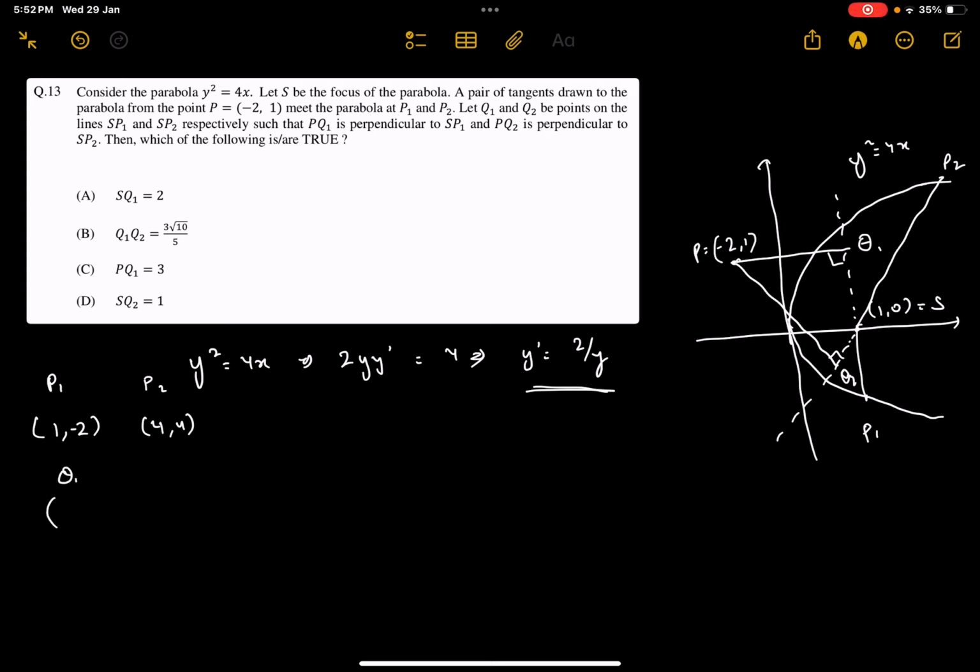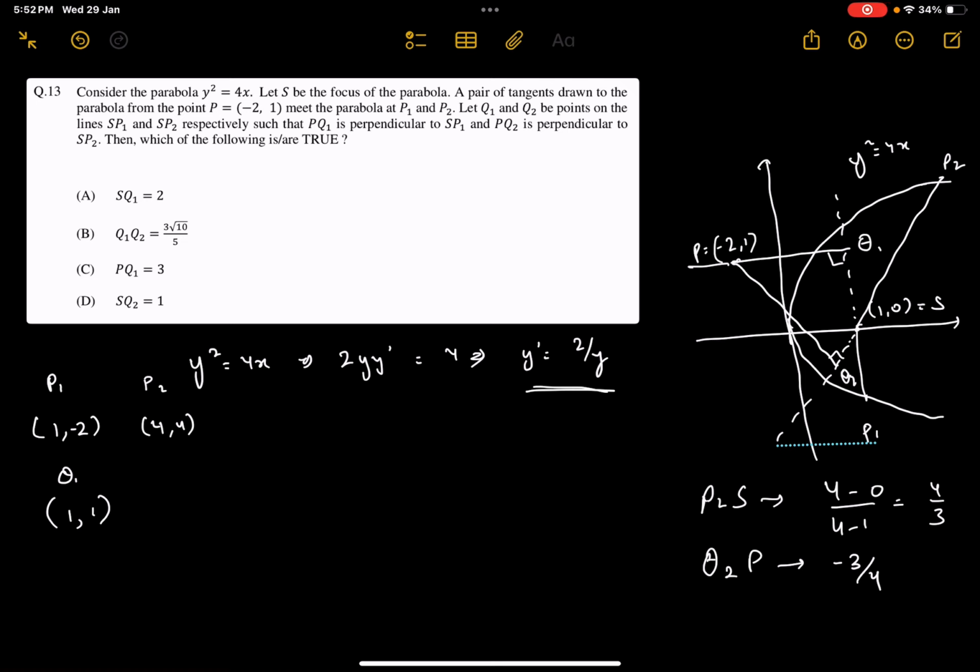Q1 simply has its x coordinate from this line SP1, which is 1, and the y coordinate from P, which is also 1. So we have the point Q1. For Q2, the slope of SP2 is given by (4 minus 0) upon (4 minus 1), which is 4 by 3. That gives us the slope of Q2P, which is perpendicular to SP2, so that becomes -3 by 4.